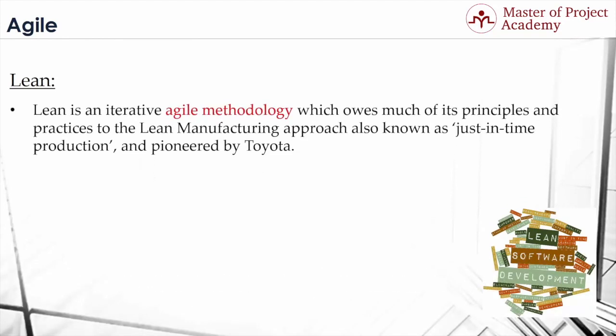Lean. Lean is an iterative agile methodology which owes much of its principles and practices to the lean manufacturing approach, also known as just-in-time production, and pioneered by Toyota. Lean software development is founded on the understanding that the principles of lean manufacturing and product development methods can apply to software development. Of course, the practices are different, but the mindset, the way of thinking, is the same.